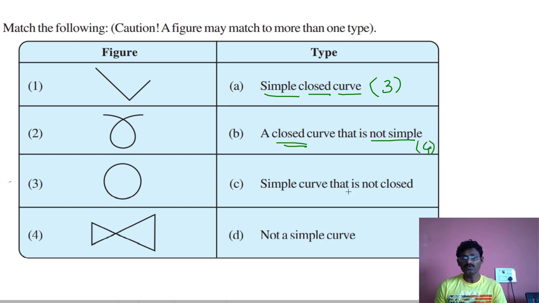Next, see. Simple curve that is not closed. Simple but not closed. Not closed means it is opened. So clearly that is the first option you see there. In the first option it is opened as well as simple.